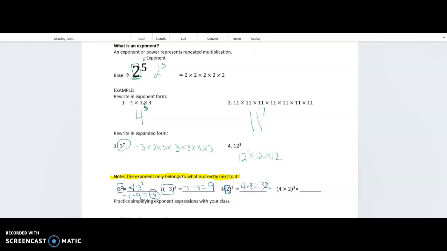Whereas this example here, we have in parentheses 4 times 2 raised to the third. So the exponent belongs to 4 times 2. So I have to figure out what 4 times 2 is. And 4 times 2 is 8. So I get 8 to the third. And we can use our calculator if we want, but 8 times 8 is 64. And 64 times 8 is 512.